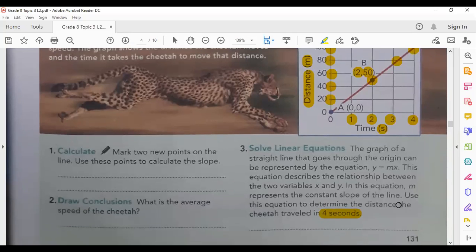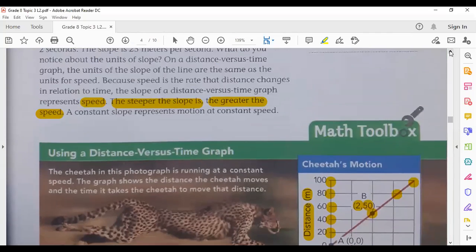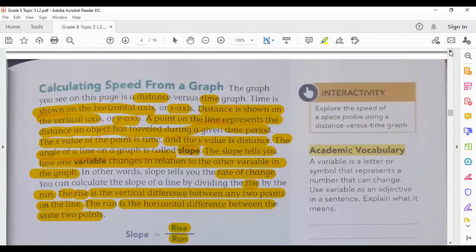Yes, you can of course, but you can also calculate it in another way. Do you have any questions? No. Okay, this is how to calculate the speed using a graph.